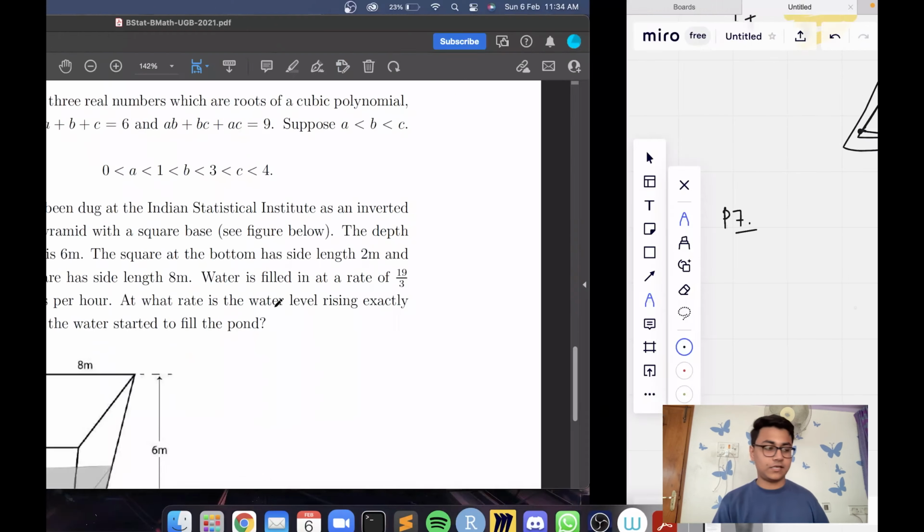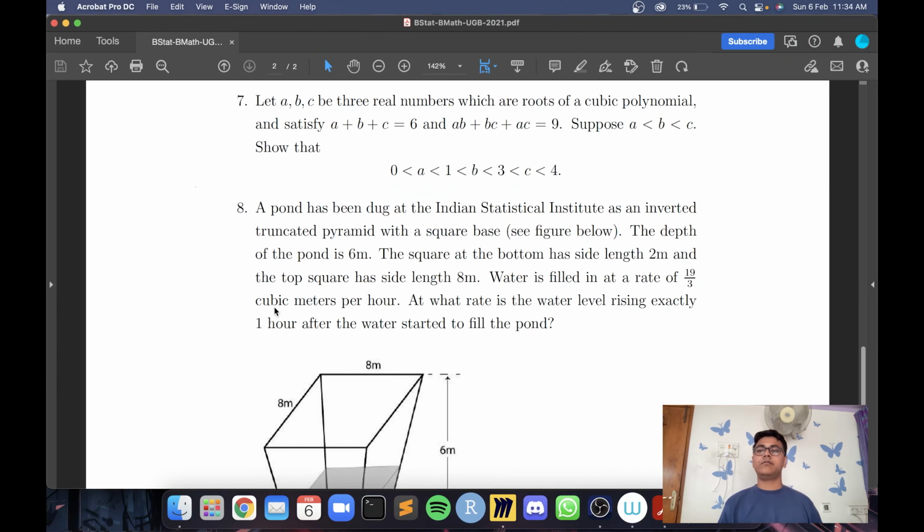P7. In the 7th question, we are given 3 real numbers A, B, and C, which are the roots of a cubic polynomial. And the 3 real numbers satisfy A plus B plus C is equal to 6, and AB plus BC plus CA is equal to 9. These values always remind us of Vieta's formulae, and we will use that, not in general. We are given that A is strictly less than B is strictly less than C.